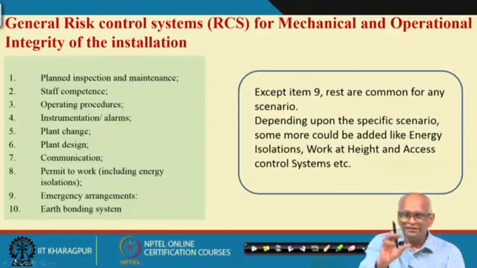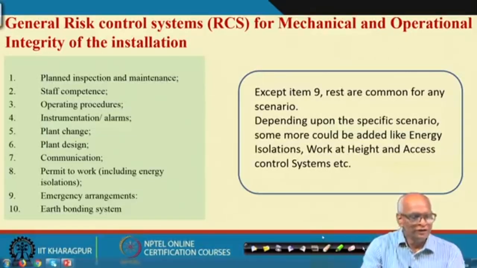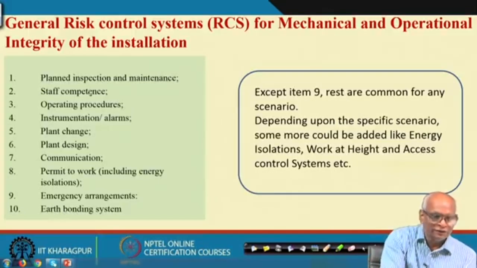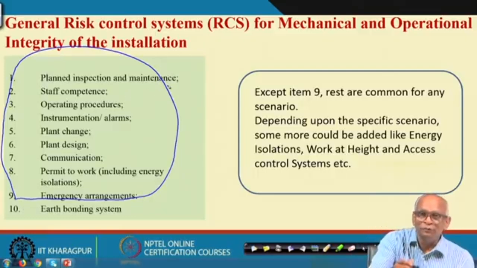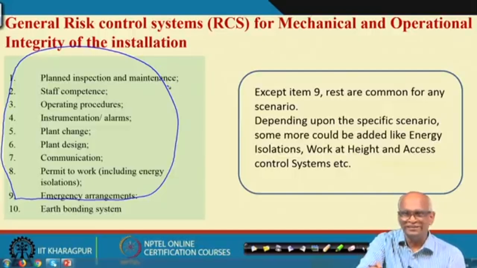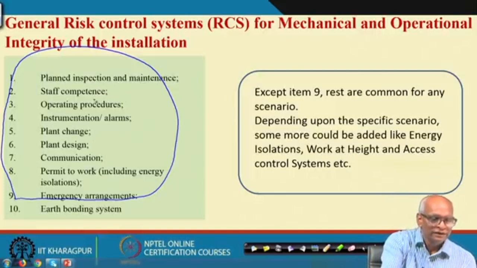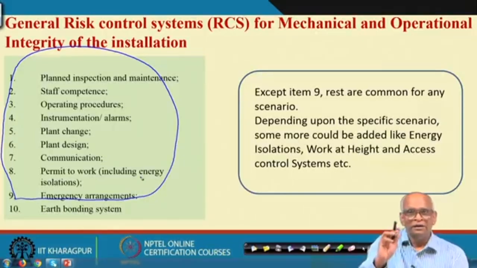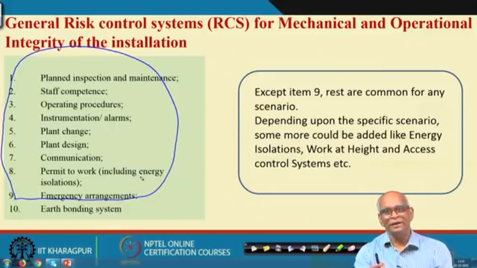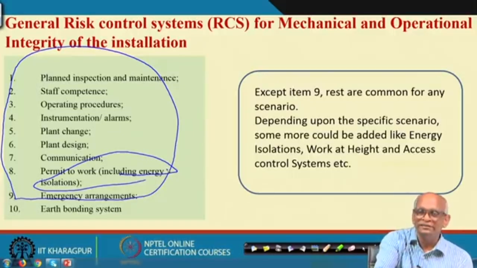By putting in the risk control systems, the HSE has worked very hard on this. They said you need not find out what the risk control systems should be. Out of these 10 risk control systems, 9 are normally common to every scenario, like plant inspection and maintenance. If you put in plant inspection and maintenance, many things will be arrested. Or staff competence: if you have good staff competence, mistakes will not be made. So, planned inspection and maintenance, staff competence, operating procedures, instrumentation, changes in the plant, changes in the design, communication, permit to work. Especially, it is seen across the world that 80% of major accidents happen because energy isolations are not done. So, energy isolation is one of the risk control systems.